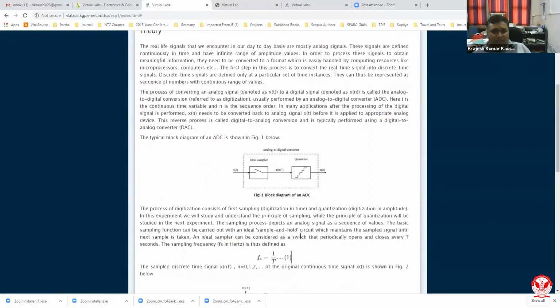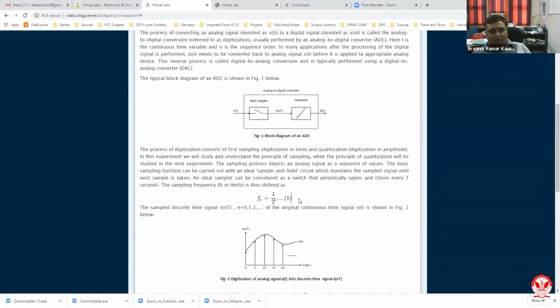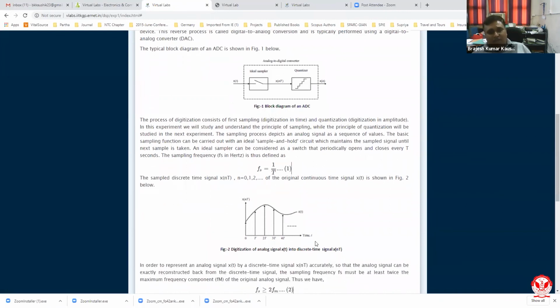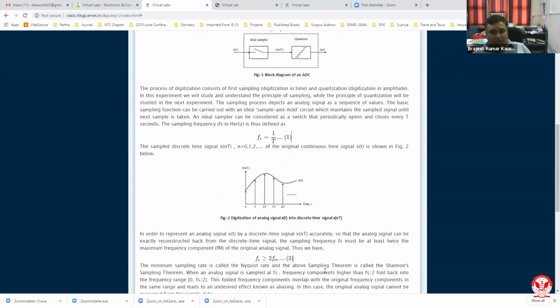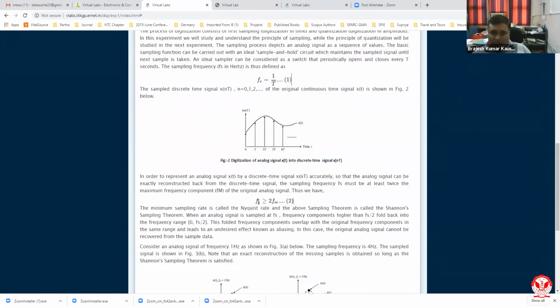So the block diagram is there, and then how the sampling is going to be done, at what rate. So how the rate is going to actually affect the sampling. So the discretization of analog signal has been shown here. Then the frequency of sampling, what should be that frequency of sampling? This probably most of you might be knowing that the frequency of sampling must be at least twice of the maximum frequency component of the original analog signal.